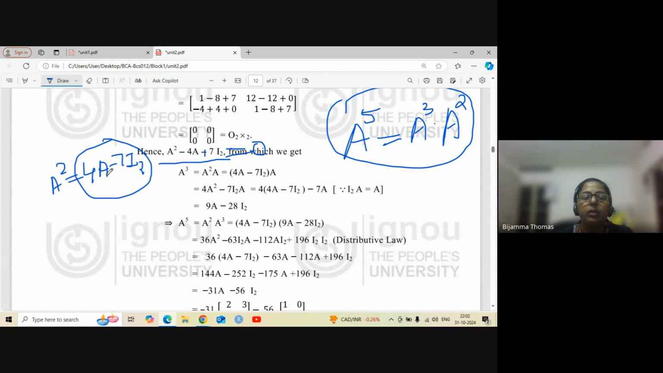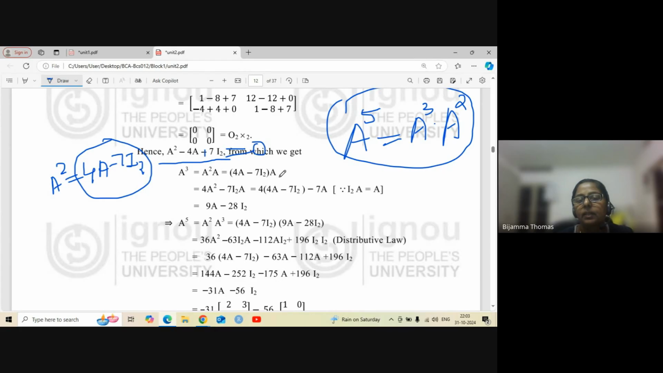So A power 2 നമ്മുടെ കയ്യിലുണ്ട്. A power 2 equal to 4A minus 7I2. ഇനി നമുക്ക് A power 3 കൂടെ കണ്ടുപിടിച്ചു കഴിഞ്ഞാൽ ആ രണ്ട് മെട്രിക്സ് തമ്മിൽ മൾട്ടിപ്ലൈ ചെയ്താൽ മതി. So A power 3 equal to A square into A. A square ഇതിനെ നമ്മൾ സിംപ്ലിഫൈ ചെയ്ത് കൊണ്ടുവരുമ്പോൾ നമുക്ക് എളുപ്പം ഉണ്ടാവും. A square equal to 4A minus 7I2, that is multiplied by A.